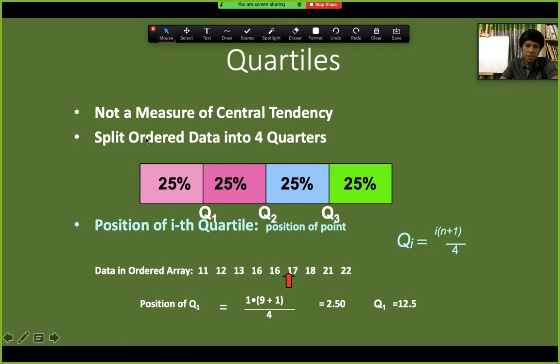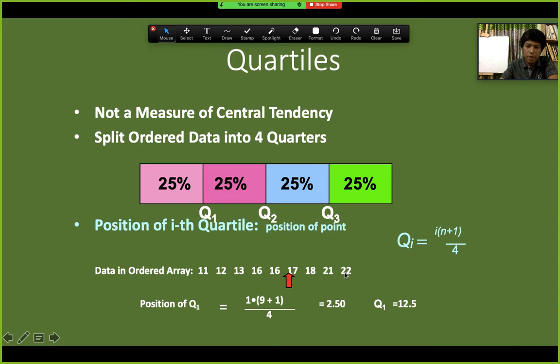This is not a measure of central tendency. It splits ordered data into 4 quartiles. As you can see, it splits the ordered data into 4 different segments, with 25% of the data in each. So this is some ordered data: 11, 12, 13, 16, 16, 17, 18, 21 and 22.